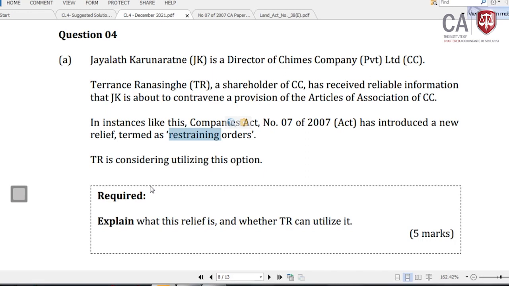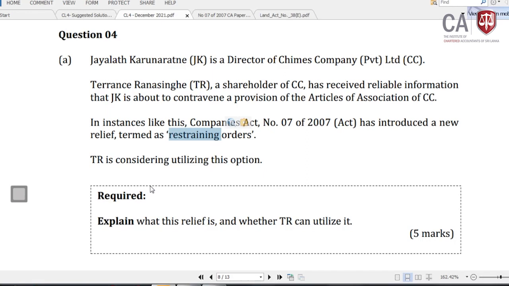Now, since it's a scenario-based question, you have to give your answers precisely. You don't have to explain the history or the evolution of these restraining orders, because, if I may give you an explanation, the restraining orders were not there under the old Companies Act of 1982. It was introduced as a very good remedy under the new Companies Act, a remedy introduced for the shareholders of the company.